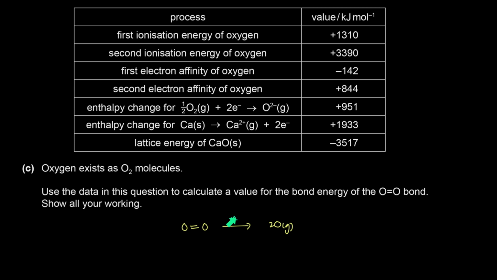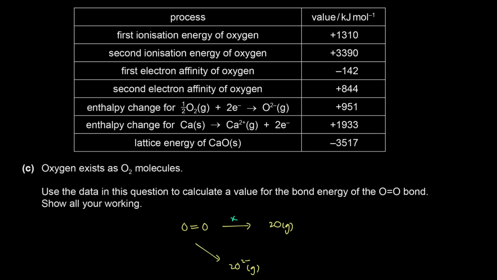Now we have to calculate this bond energy using data in the table. And in the table, what they've given us is the enthalpy change to go directly from oxygen gas to gaseous ions. We have the enthalpy change when oxygen gas is converted to oxide ions. So let's say that over here I have gaseous oxide ions.